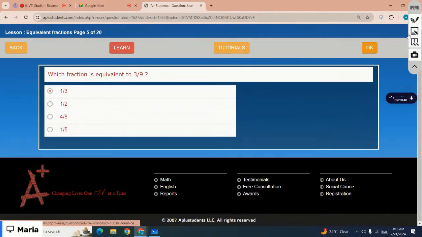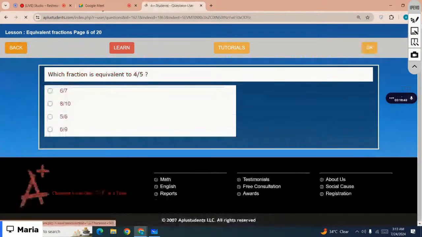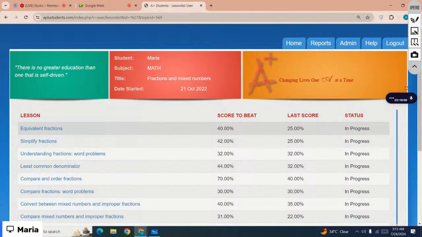Okay, you can complete the lesson by yourself later today. Let me just move on to the next lesson. Okay, the next lesson is simplify fractions. Let's just start with the next lesson.